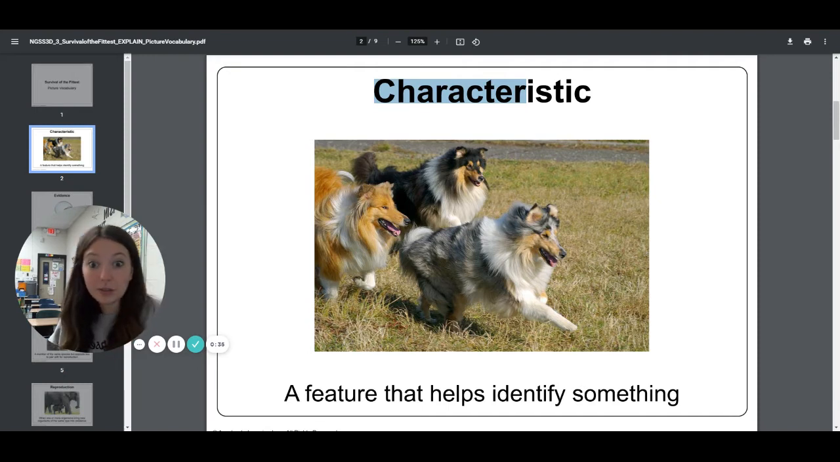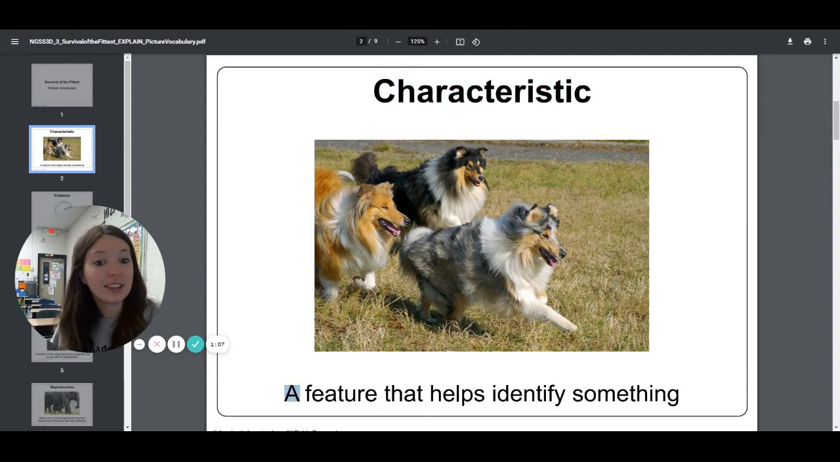C-H-A-R-A-C-T-E-R-I-S-T-I-C. Whew, that was a long one. It was 14 letters. Go ahead and do 14 jumping jacks for me. Ready, set, go. 1, 2, 3, 4, 5, 6, 7, 8, 9, 10, 11, 12, 13, 14. Good. The word was characteristic.